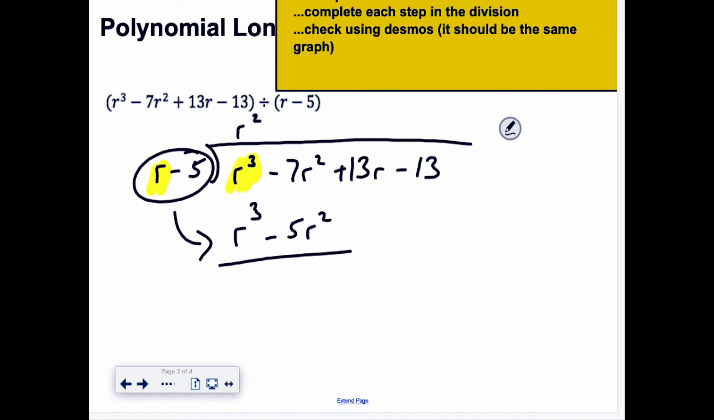And then, just like normal division, we subtract. r cubed minus r cubed is 0. We don't have to write it. Negative 7 minus negative 5 is negative 2r squared. Then we bring down the next bit, plus 13r. Then we ask ourselves again, what do I need to multiply r by to get negative 2r squared? I need to multiply it by negative 2r. Negative 2r times r is negative 2r squared. Negative 2r times negative 5 is positive 10r. And then I'm just going to subtract, same as I did before.